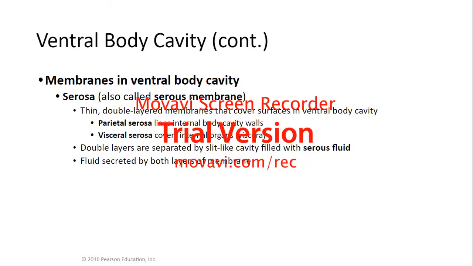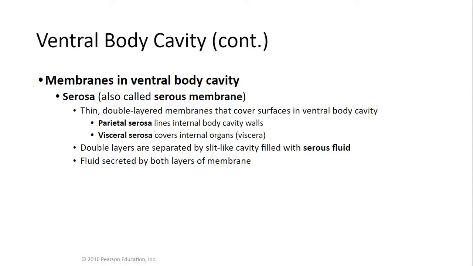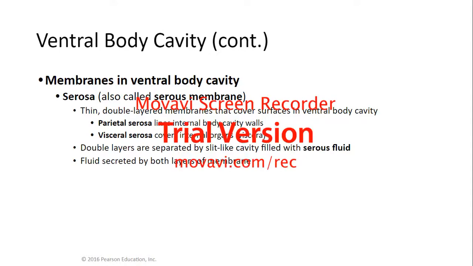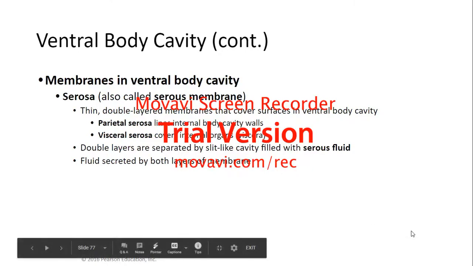So again, the term homeostasis is important. You don't want too much fluid, you don't want too little fluid, and you also don't want that space to become inflamed. Just understand that in between those double layer membranes there is a small amount of space.